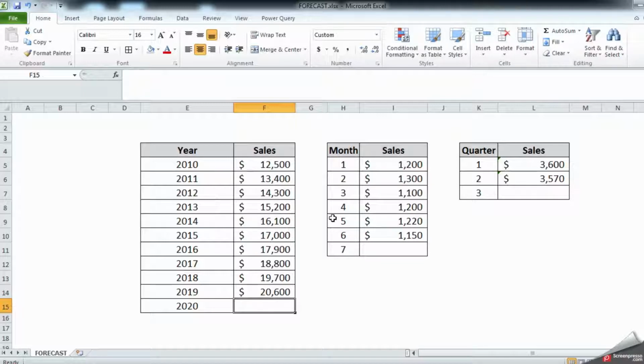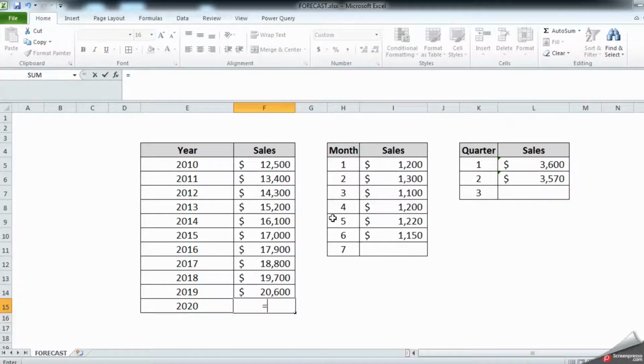So let us start with the formula with the first example of year. It's a very interesting formula, but remember this forecast will give you an average, not an exact, and will help you to identify your sales. So let's start with the formula. All formula will start with an equal to sign and forecast.